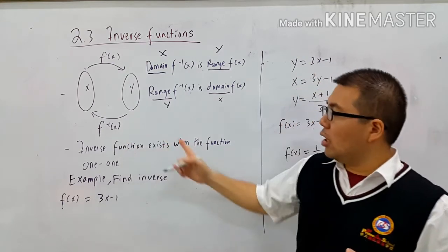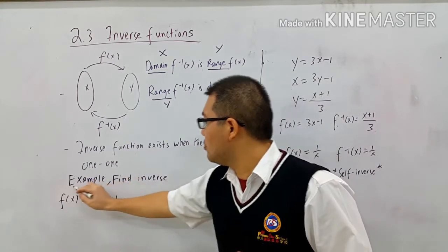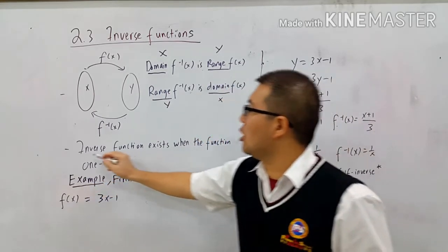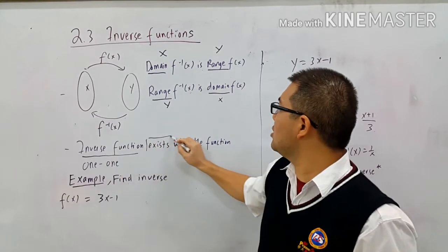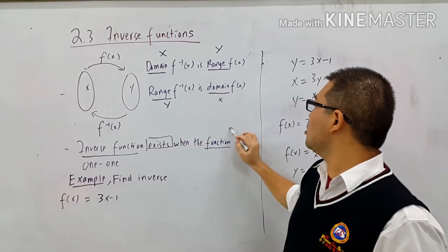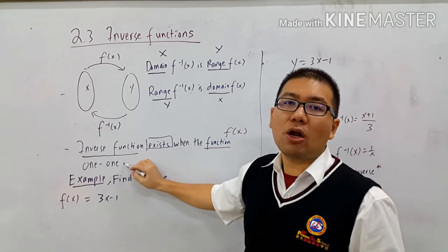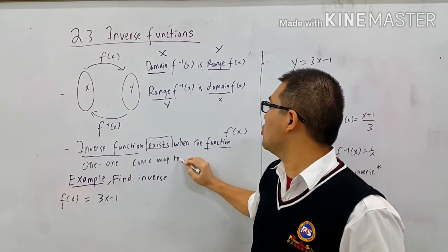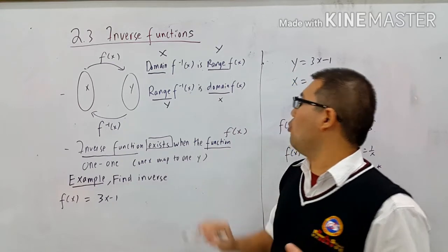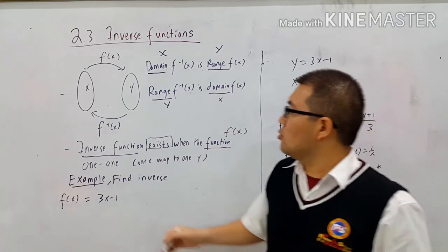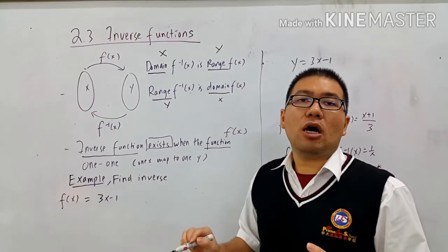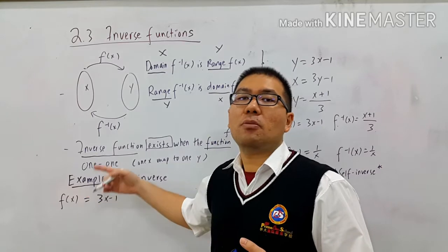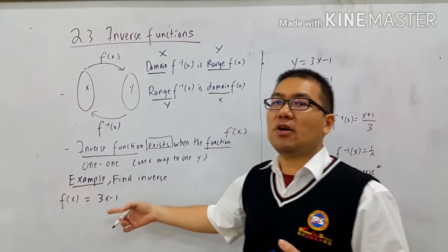Okay, so an example here. Before I go to the example, I need you to take note that an inverse function only exists when the function, which is the f(x) itself, is one-to-one, meaning that one x maps to one y value. Alright, so now let's take a look at how we actually make an f(x) into the f to the power of inverse 1 of x, or the inverse function equation.